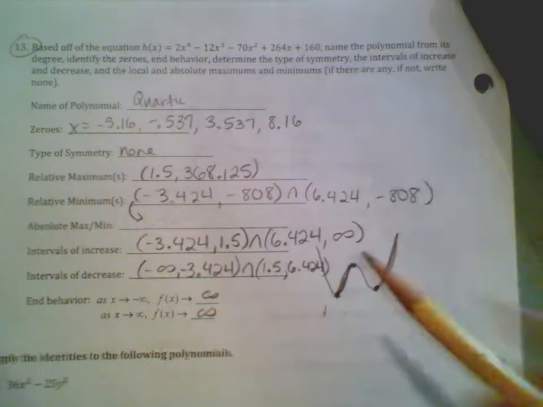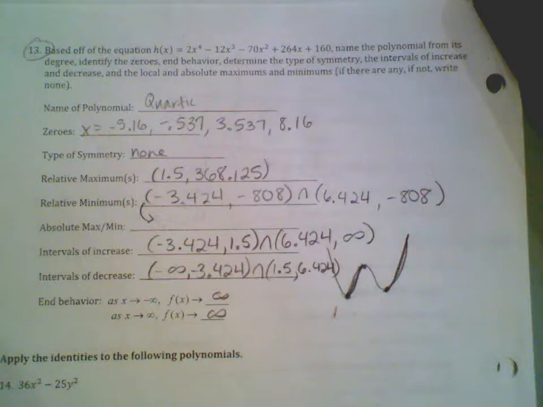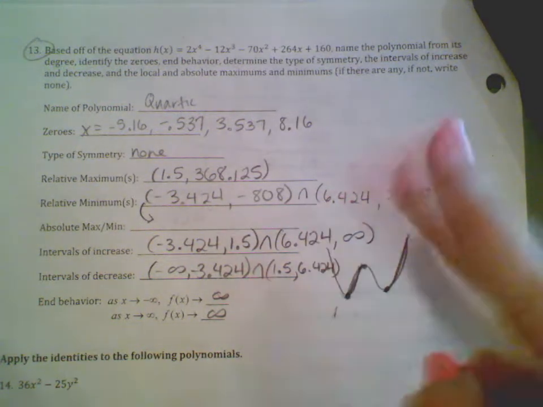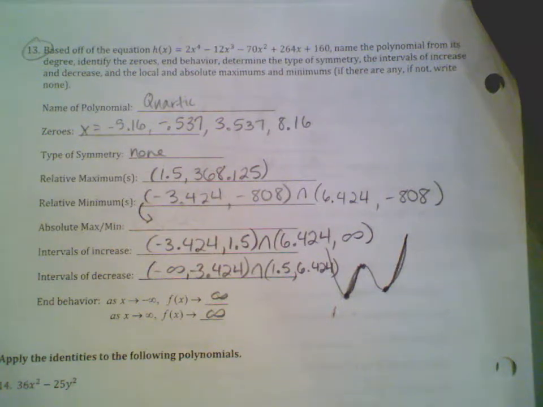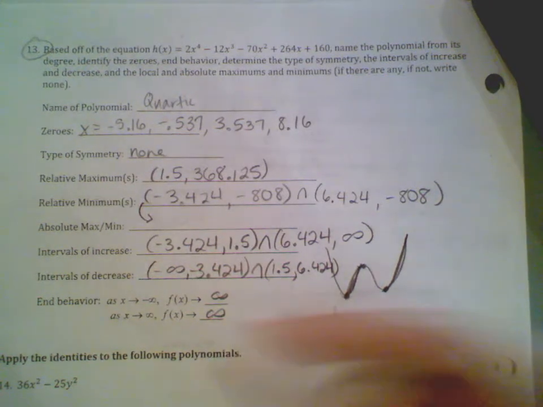So keep in mind that your end behaviors will match when you have an even function, and they will be negative infinity and infinity, not and, it changes depending on the leading coefficient. So for odds, one will be positive, one will be negative. For evens, they will match.